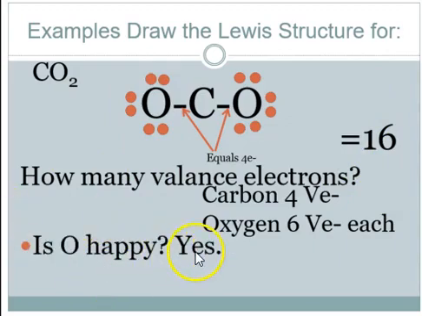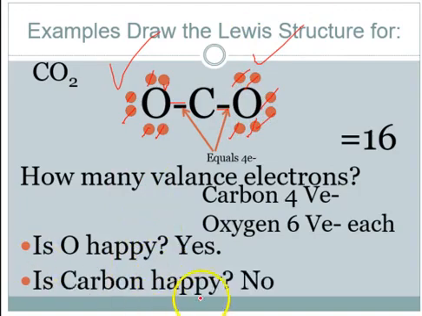Is oxygen happy? Well, it's happy if it has 8 electrons. So remember, a stick equals 2. So 2, 3, 4. So a stick has 2. 2, 3, 4, 5, 6, 7, 8. Check, that oxygen's happy. 1, 2, 3, 4, 5, 6, 7, 8. Check, that oxygen's happy.